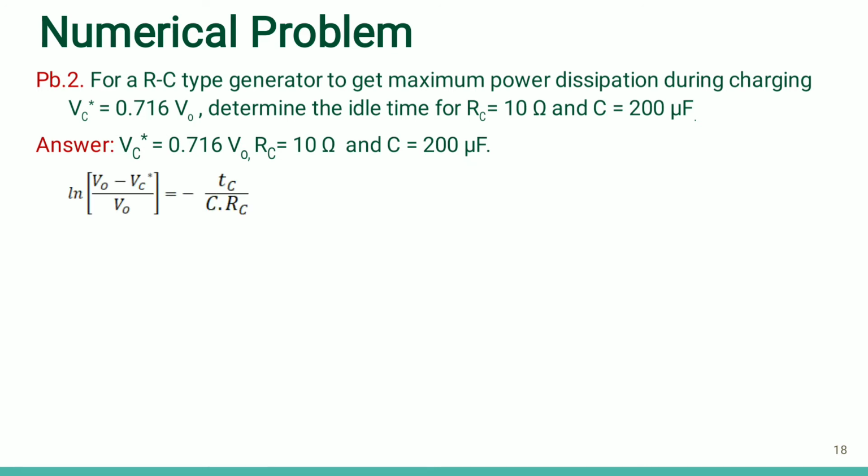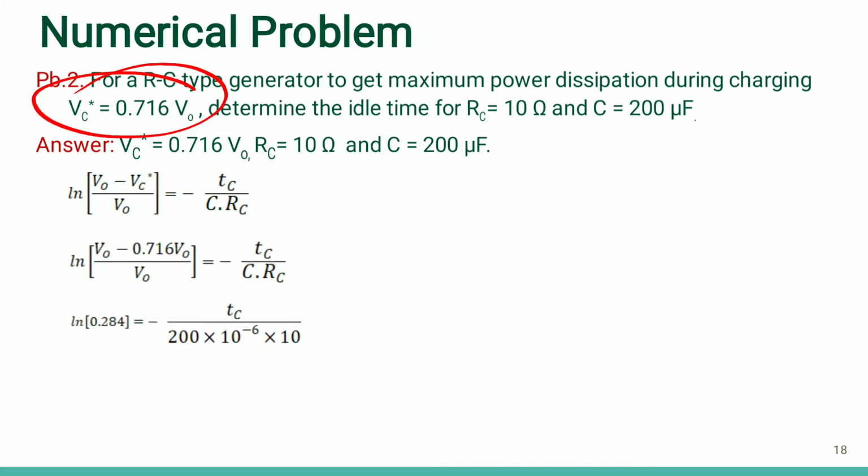For that we are using this formula: ln of (V naught minus VC star) upon V naught equals minus TC upon C RC. The value of TC we have to find out, everything else is given to you. First of all, we put in the value of VC star over here, so this will give you 0.716, and when you calculate it, you will get the value 0.284. That will be equal to minus TC upon C, that is 200 microfarad, so 200 into 10 raised to the power minus 6, into RC, that is 10 ohm.